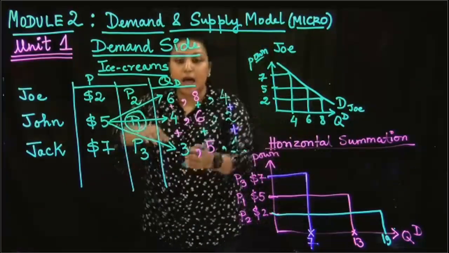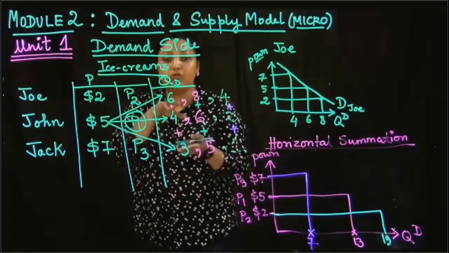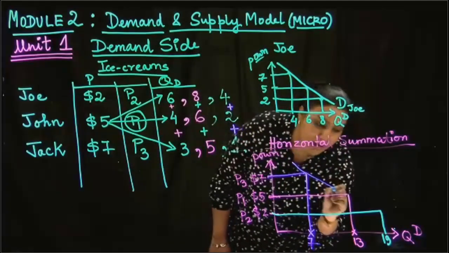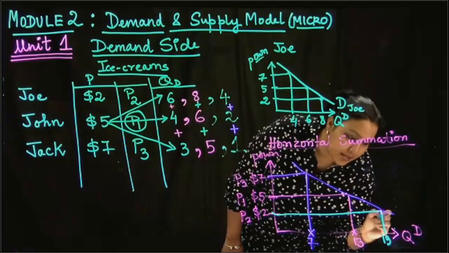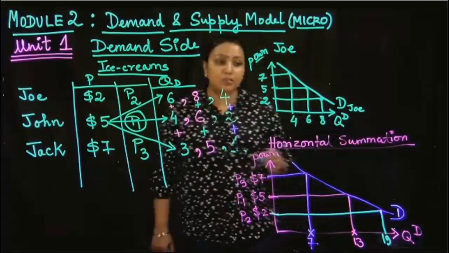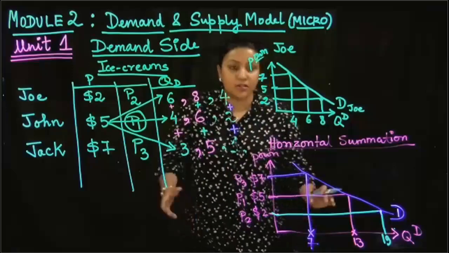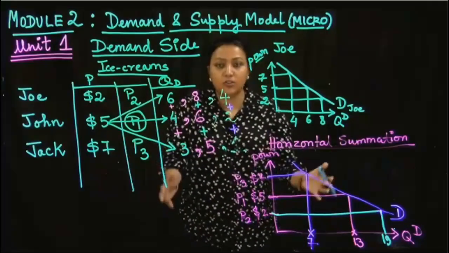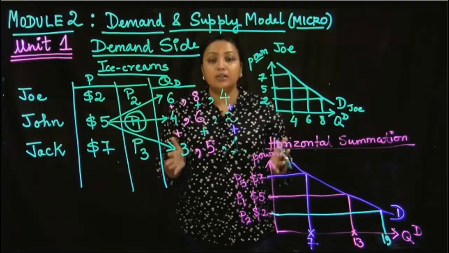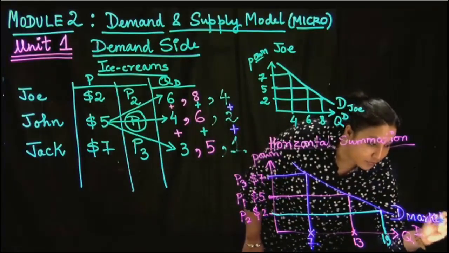All I am doing is I am horizontally summing up the quantity demanded of the individual buyers at every price point. And if I join a line through all those price and quantity demanded relationships, then I still end up getting that downward sloping demand curve. But please note that I am not able to identify this demand curve to one particular individual. I couldn't say this is Joe's or this is Jack's or this is John's, because I have added up all their quantity demanded under this demand curve. So what I really get here is the market demand curve.